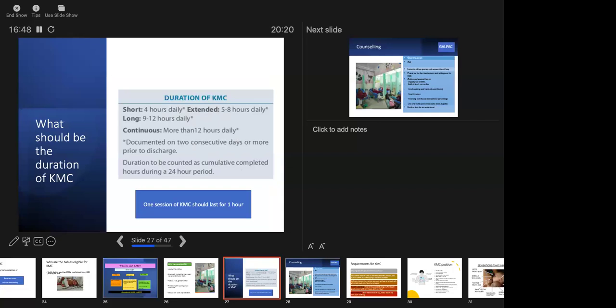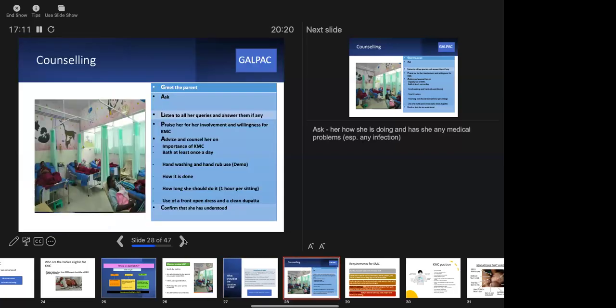One session should last at least 1 hour, and it can extend as many hours as they are comfortable. But once you start KMC, it should be for at least 1 hour. The total number of hours they give KMC will be counted as the cumulative hours, and it has to be classified as short, extended, long, or continuous. One has to ensure that you give at least long, continuous KMC for every eligible baby.